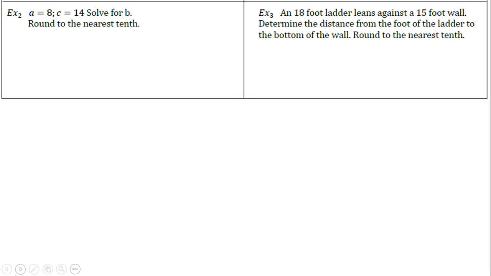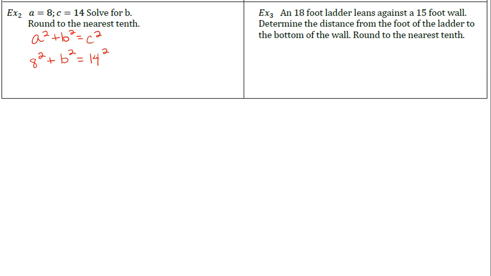Example 2. We don't have a picture, but they just go ahead and tell us what is given. So let's write our formula. Remember, it's always a great idea to write your formula and have it in front of you. So my A value is 8, and the formula says to square it. We don't know B. Our C value is 14, and we're going to square it.